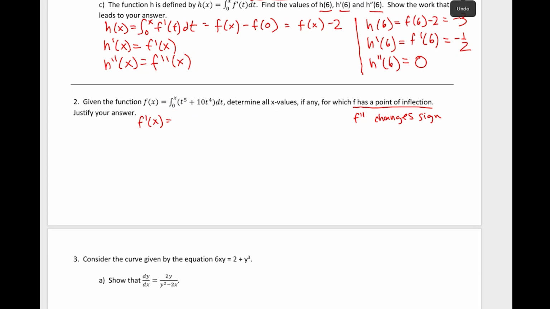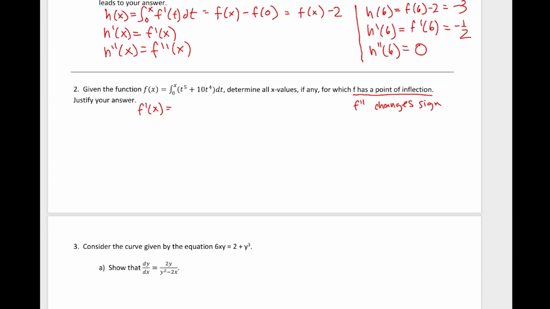So substituting x into t gives me x to the 5th plus 10x to the 4th. And normally, if the upper bound were anything more than just an x, then you'd have to multiply by the derivative of that. Technically we do that here, but the derivative of x is just 1. So we want to find the second derivative, and we can use the power rule to do that. So that's going to be 5x to the 4th plus 40x cubed.